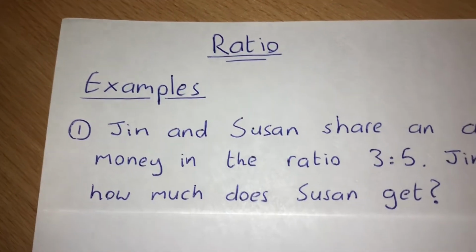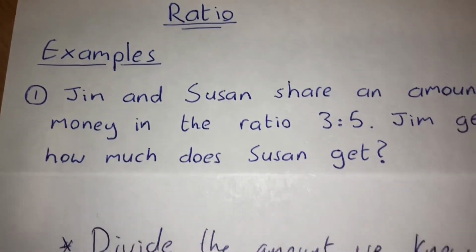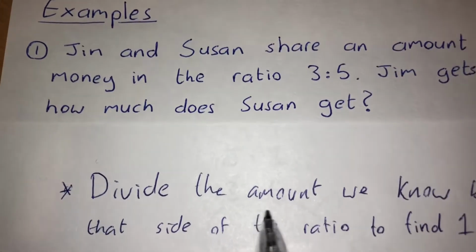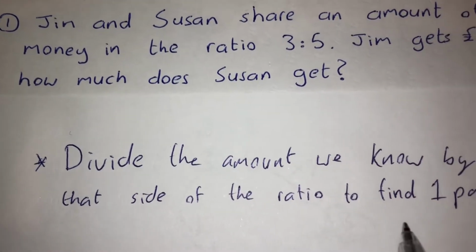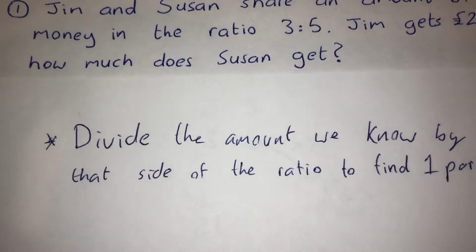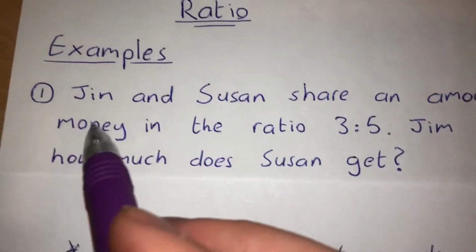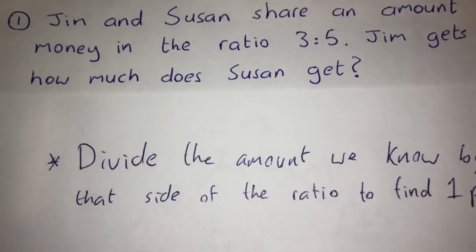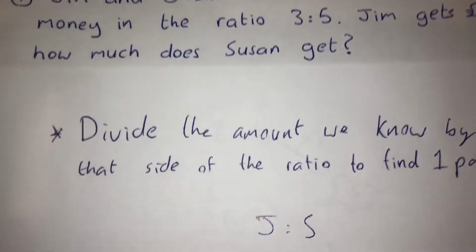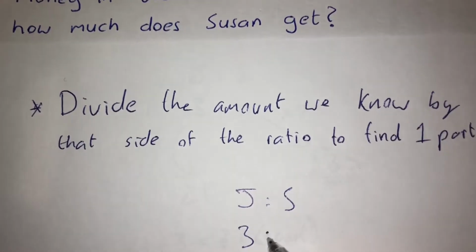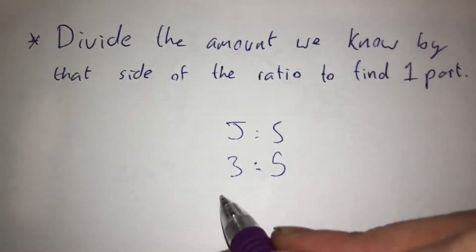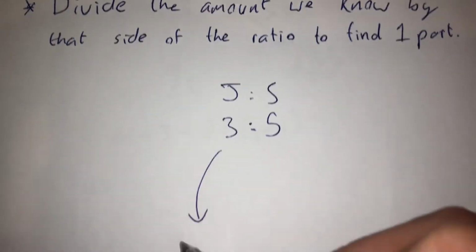Okay, and we're asked how much does Susan get. Now, what we have to do is divide the amount we know by that side of the ratio. Okay, so if we consider it's Jim to Susan, because Jim is mentioned first, and that ratio is 3:5, and we're told that Jim gets £21.